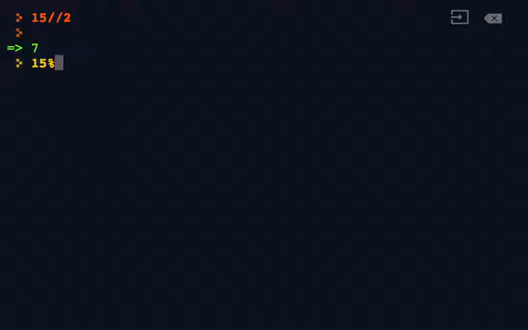So if we do modulus division, the whole part answer is 7, but there's actually 1 left because 2 goes into 15 seven times, that's 14, and we've got 1 left. So the answer in this case is 1. So we're only keeping the part we can't divide.